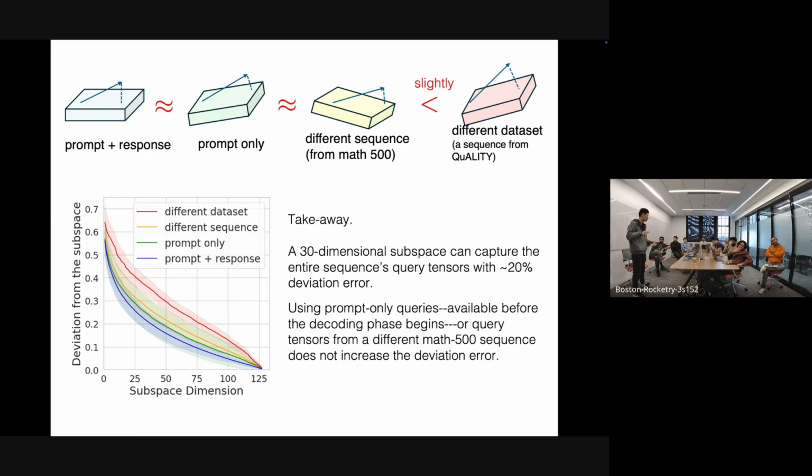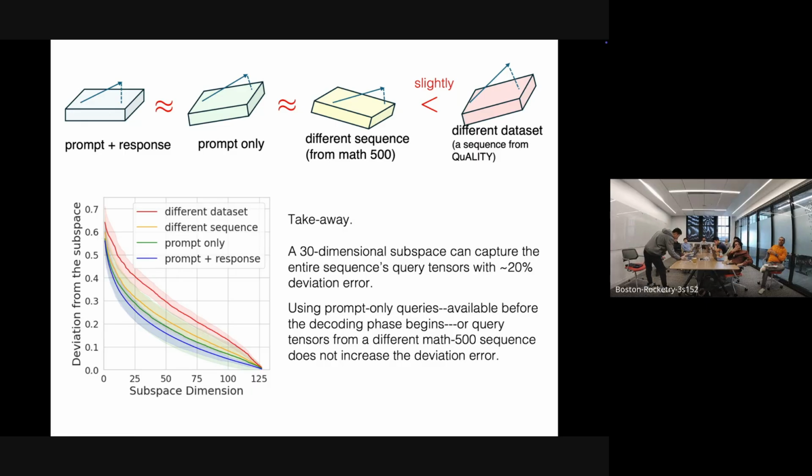So let me walk you through this figure. On the x-axis here, remember that I apply SVD to compute the top k most important directions, right? So here I'm varying the k. Because I'm using the Llama 8B model, the hidden dimension is 128. So if k is equal to 128, I should perfectly include my query tensor, right? Because I'm spanning the full space. And here the y-axis is the deviation error.